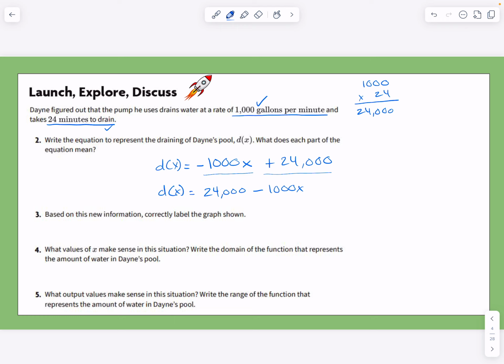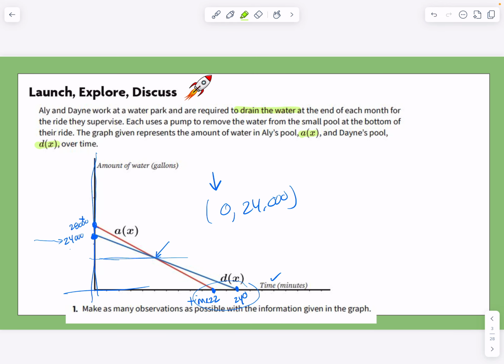Okay? So in terms of, again, what does this mean? This is how much water he started with, and this is the rate at which it's going out of the pool when he drains it. So based on that, can you label the graph shown? Yes, and we've done that already.